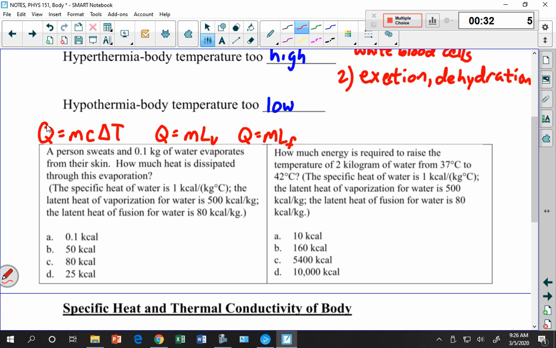So if a person sweats and you have 0.1 kilograms of water that evaporates from your skin, that would be 100 grams or 100 milliliters of water, then how much heat is dissipated through that evaporation?